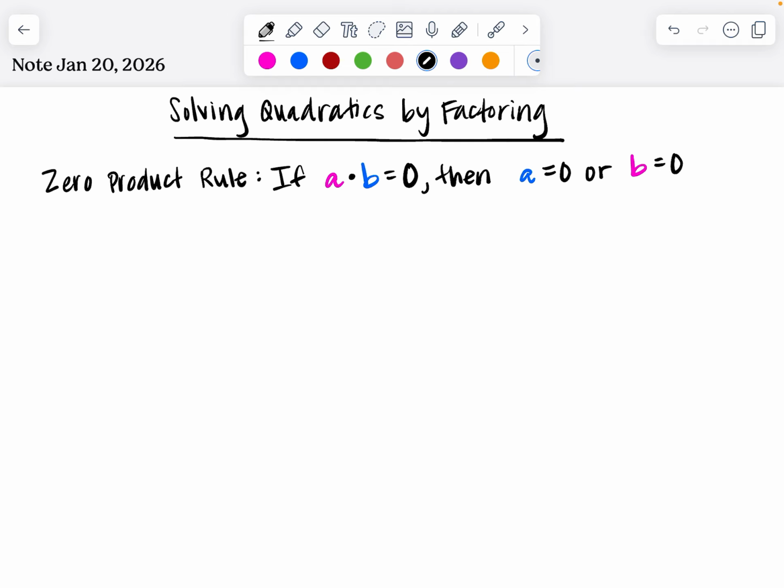If a times b equals 0, then either a equals 0 or b equals 0. So all we're saying is that if you multiply two things and the answer is 0, you can assume one or the other is 0. And that's the rule we're going to use to solve these.